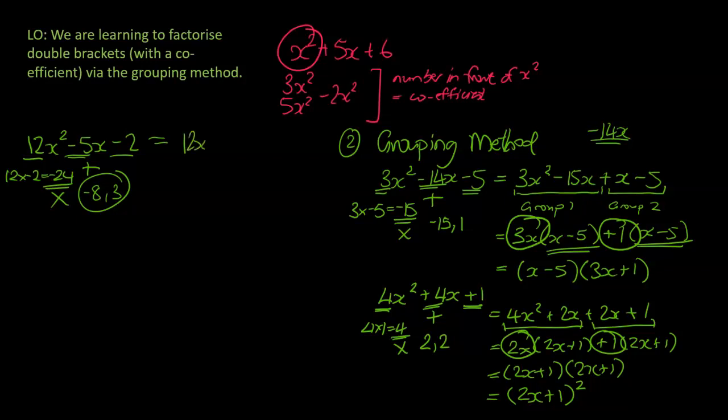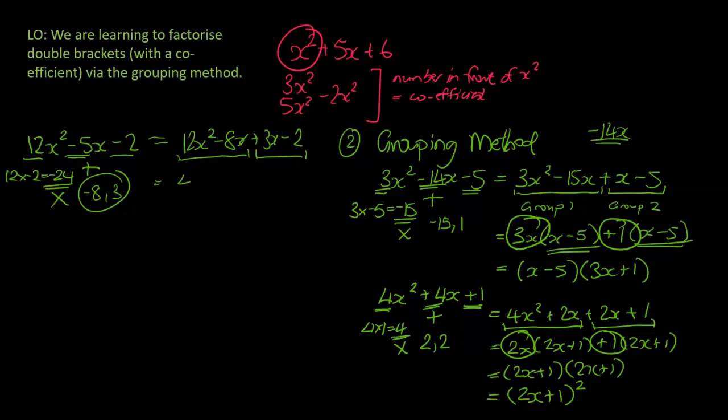So we're going to have 12x squared minus 8x plus 3x minus 2. We've then got our two groups, our first group and our second group. And at this point, I should make a note, those two in the middle, it doesn't matter which way around you get them, you will get to the same answer. Let's factorize those parts there.